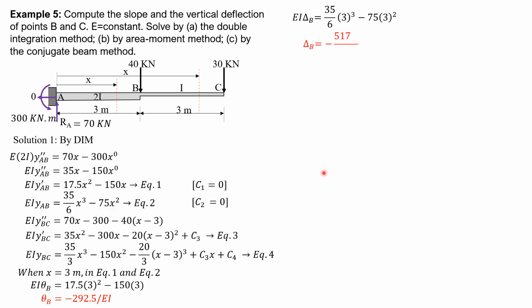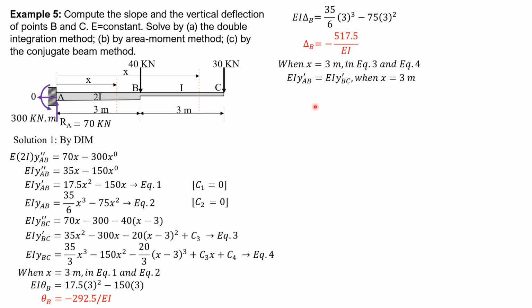So it is equal to negative 517.5 over EI. So having found theta B and delta B, we note that the slope at B is common for portion AB and for BC only when x is 3. So when x is 3, in equation 3 and equation 4, and noting that EI y prime AB is equal to EI y prime BC when x is 3.